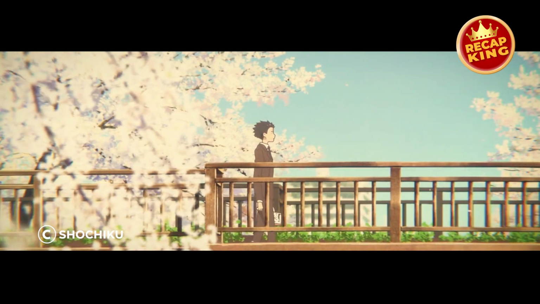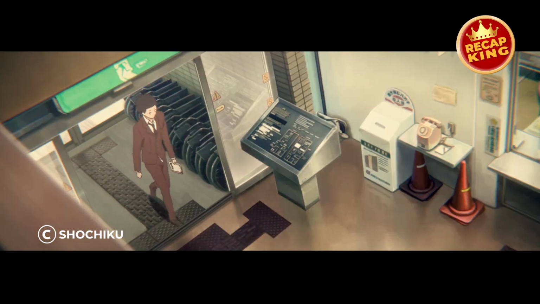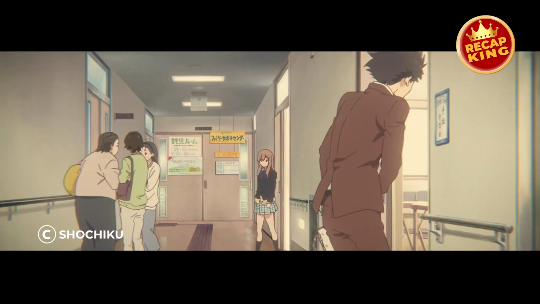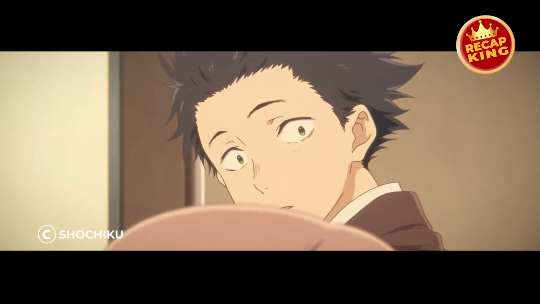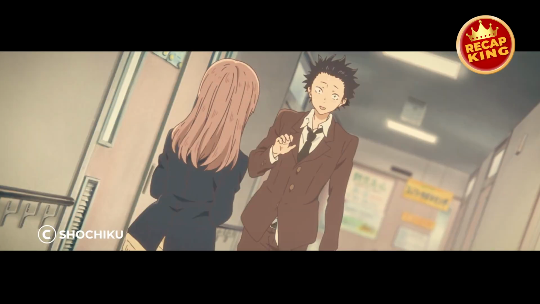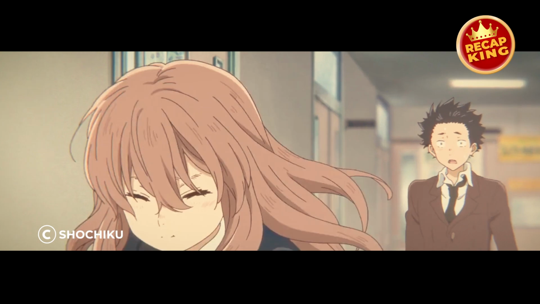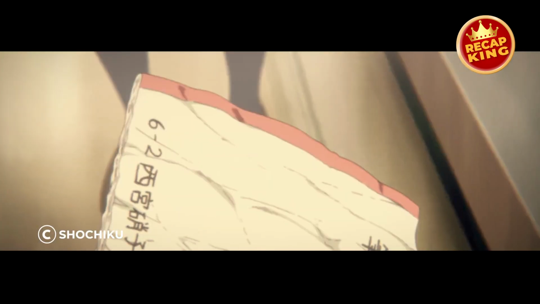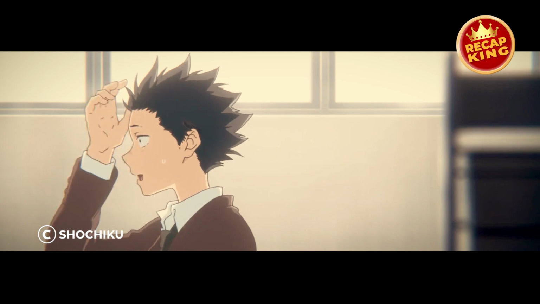A few years later, Shôya is now a high school student and diligently takes sign language courses. One day, when Shôya was at the course, he accidentally bumped into Shoko. Shôya called the girl and said her name. However, upon hearing Shôya's name, Shoko immediately ran away in fear. Shôya chases Shoko to return her communication book and apologizes to the girl using sign language.